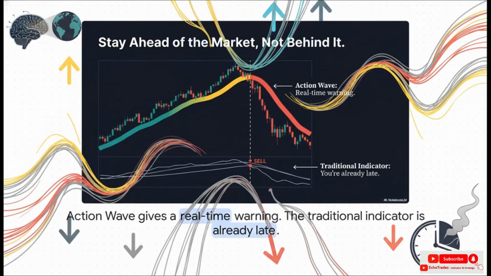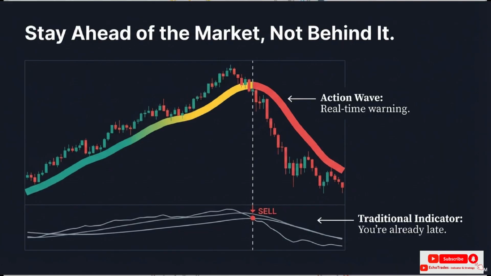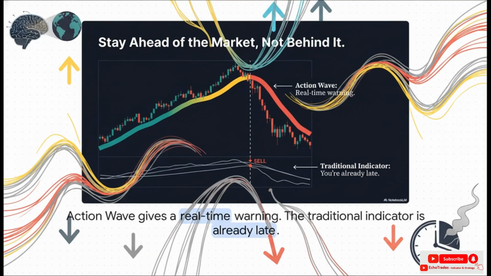Now, this slide is where the rubber really meets the road. Just look at the top of that chart. See how Action Wave turns yellow? That's your real-time warning, right as the trend is peaking. Now compare that to the traditional indicator down below. Its sell signal doesn't show up until way later, well after the price has already tanked. By that point, the best part of the move is already over.